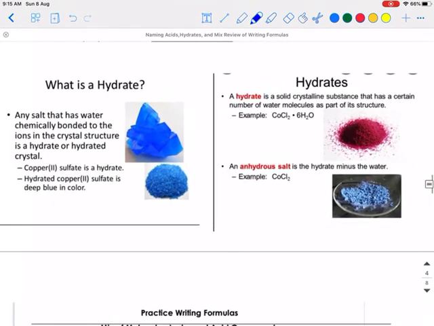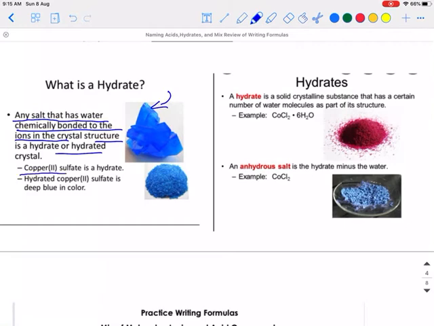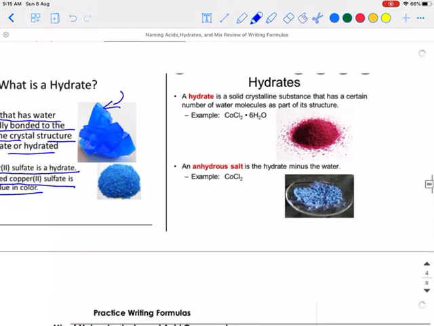Examples of hydrate, this one. So what is a hydrate again? It's any salt that has water chemically bonded to the ions in the crystal structure, a hydrate or hydrated crystal. Look at this copper sulfate. It is a hydrate and it has a deep blue color.